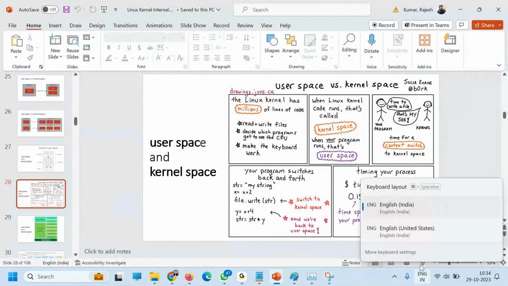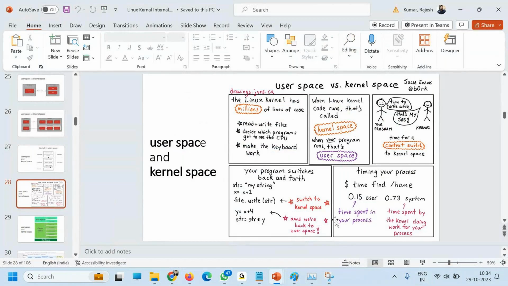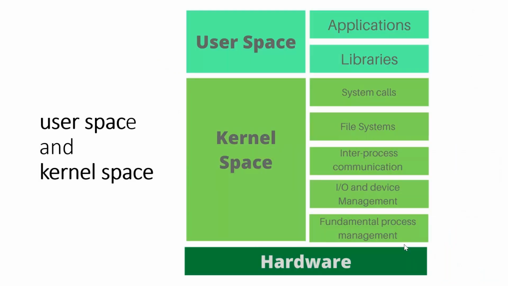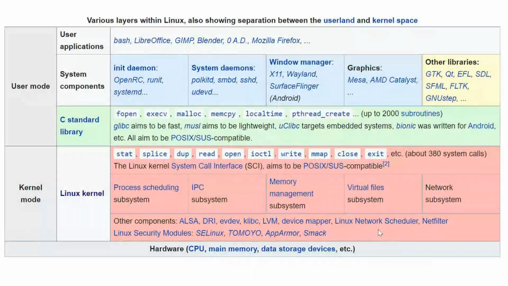So you understand your program switches back and forth. That is called switching to kernel space for running a program and getting resources, and we are back to the user space after getting the resources, where you will see the output. Here again is the same image in a different visualization. You have the hardware, then kernel space, and then user space. These are the detailed functions which are being called. You don't need to remember this one, it's just for knowledge purposes.